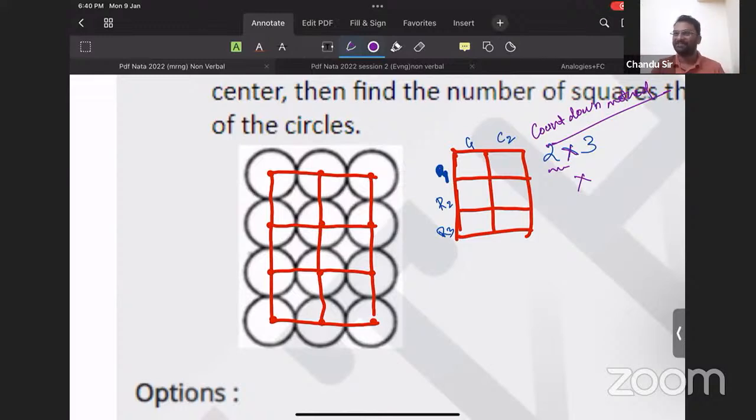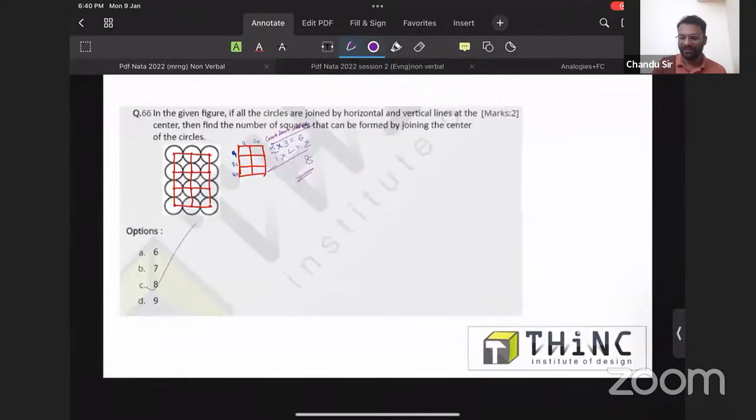So similarly, 2, 1. We don't have many numbers, so we just end it at 1. 3, 2. Done. So now you take the sum. This is 6, this is 2, and the right answer is 8. And you can find it in option C.